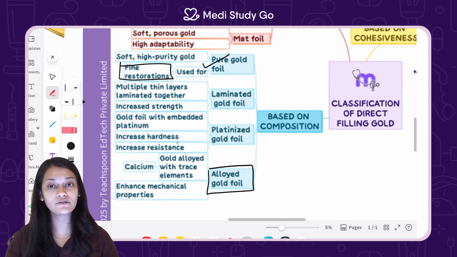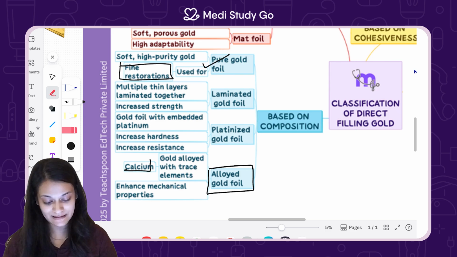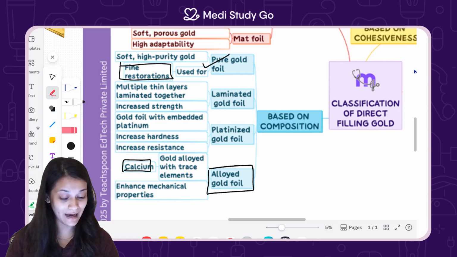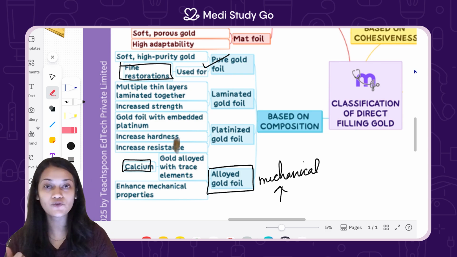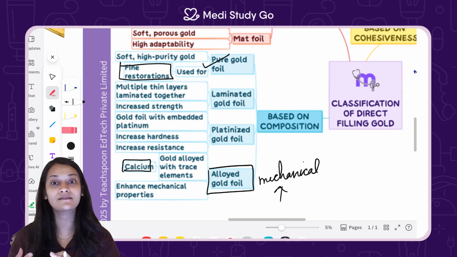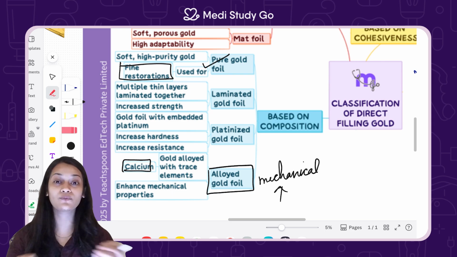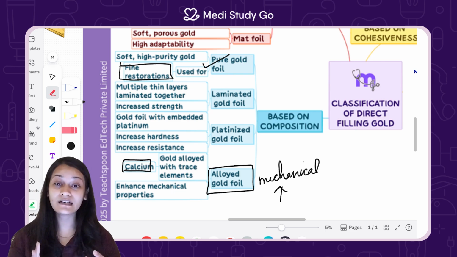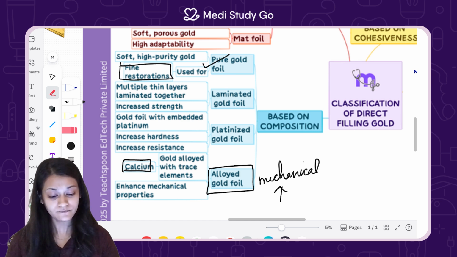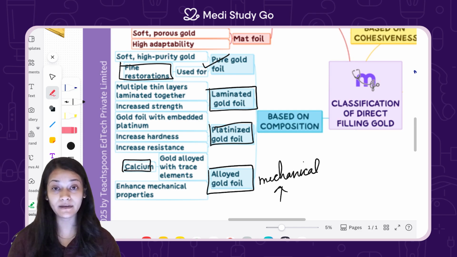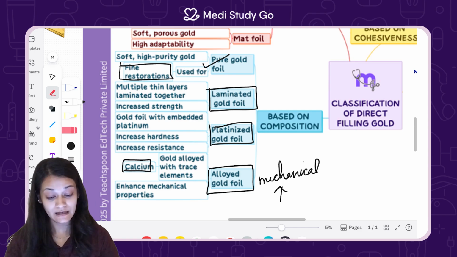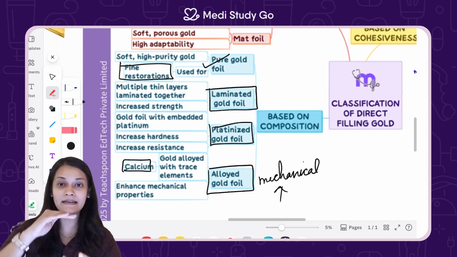What is it going to be doing? It's just going to be enhanced with trace elements like calcium. So what will happen? The mechanical properties will increase. It's going to increase its tensile strength, yield strength, compressive strength, shear stress. All of this will be enhanced and it will be able to withstand pressure. Other two types of foil that we have here include laminated and platinized. Now laminated is just adding layer by layer.